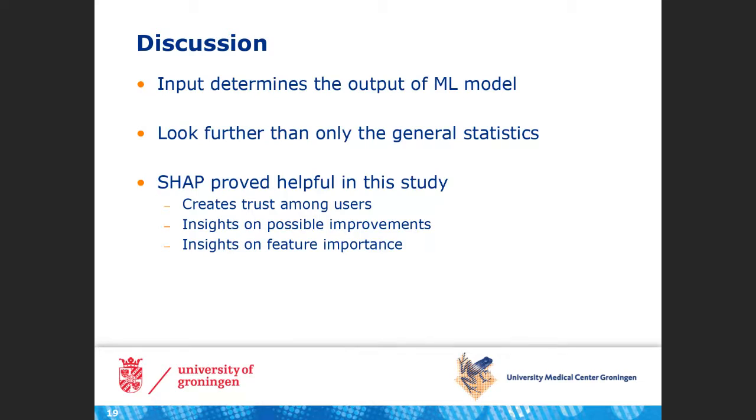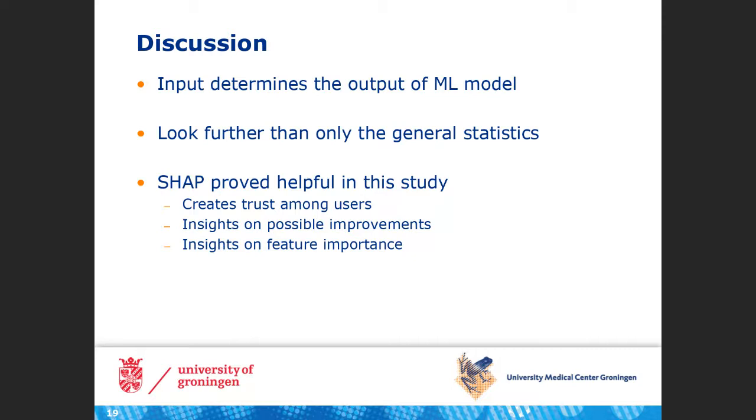So what is important to remember is that the input determines the output of a machine learning model. It's good to know which features you include in the model, what's of importance, and especially for a clinical assisting tool, you want to give the machine learning model the same information as you have, but don't make it too complex. Just make it a bit easy, because it's easier to interpret also, and look further than only the general statistics. And that's what we did.